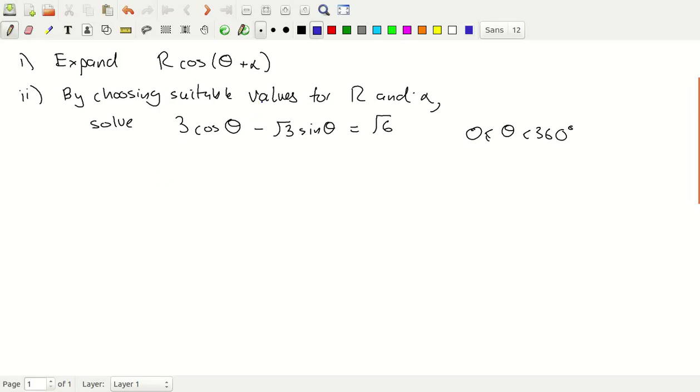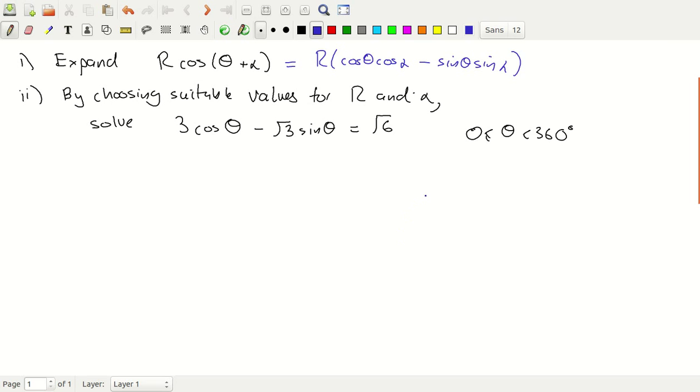Okay, so here we have our first full-blooded, hardcore trig equation using the addition formulae. Part 1 is a routine thing: expand r times cos(theta plus alpha). This should be almost instant. We really must know the addition formula for cos(A plus B). So you get r times (cos theta cos alpha minus sine theta sine alpha). Those formulae, you really have to be very fluent with.